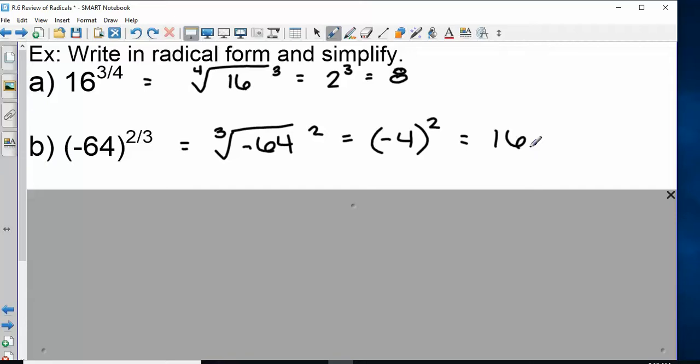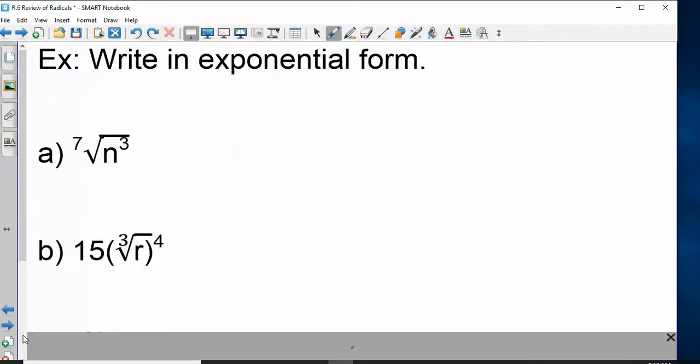All right. Let's go the other direction. So if I give you this and ask you to write it with an exponent. So the 7th root of n to the 3rd. That would be n to what power? 3/7. Uh-huh. And that's all we can do there.